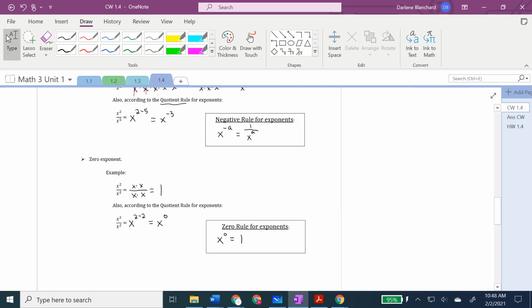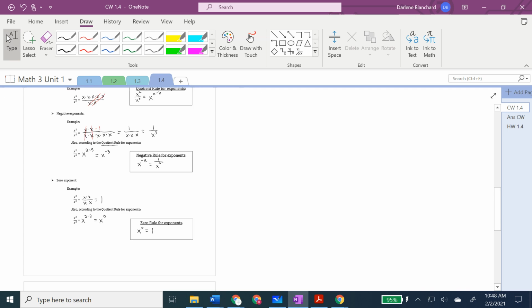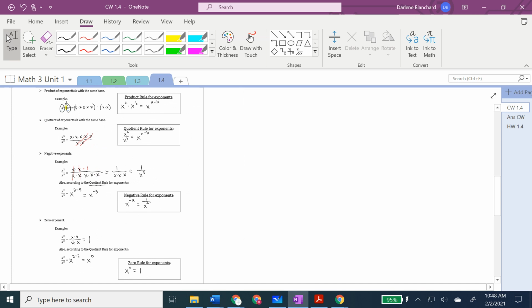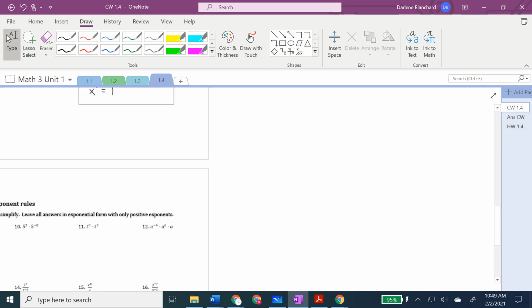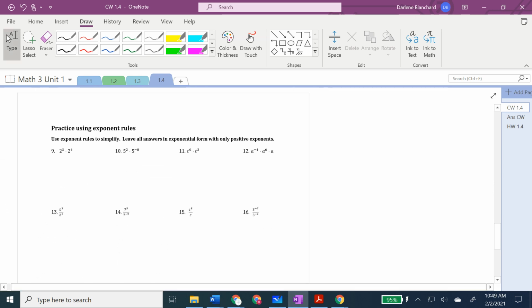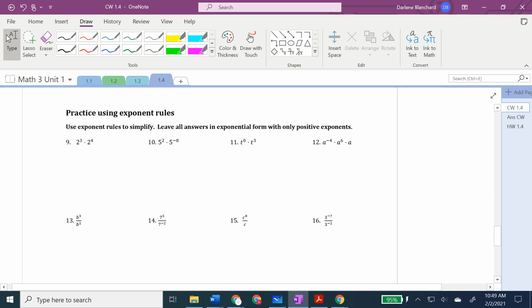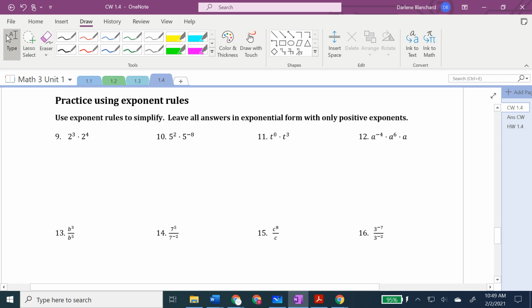You're going to be using these 4 rules a lot. So make sure that you study them, but study them by understanding them. If you understand the rules, you're less likely to mix them up with other rules that are coming. So now, I'm going to take you through a little bit of practice of what those exponent rules were.